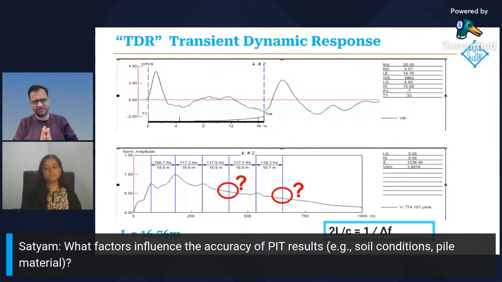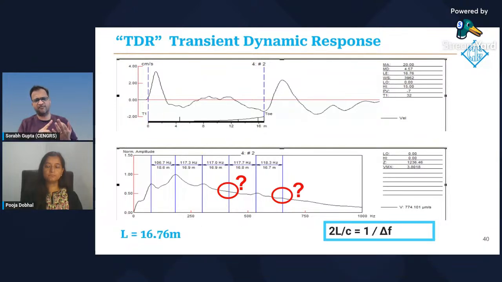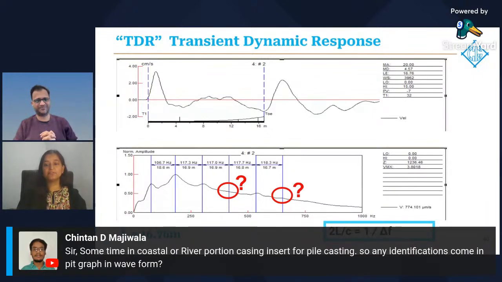So I think these are the factors, in my opinion, which affect the accuracy of PIT results the most. Of course, other things which you mentioned, like soil conditions, pile material, and concrete continuity, also affect the accuracy of PIT results. And obviously, if you have poor pile top preparation, very dense soil, or a very non-uniform pile shaft, then PIT results will get harder and harder to interpret, and maybe even inconclusive. So, next question is from Chintan.